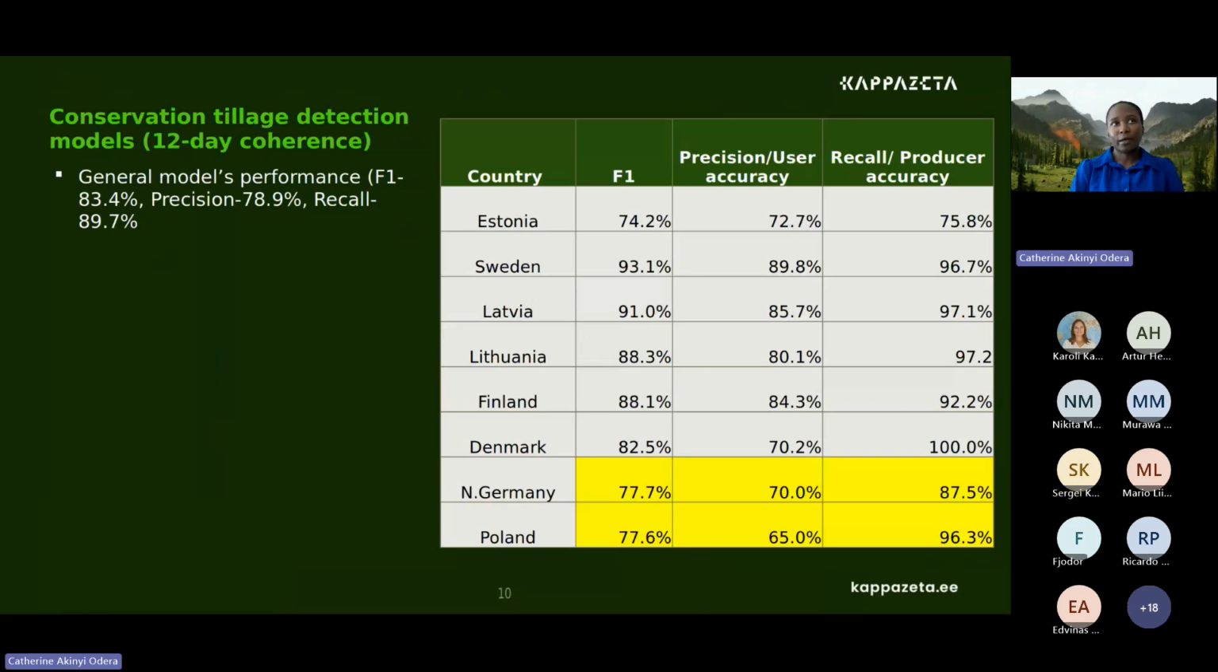No, for conservation tillage, that wouldn't be the explanation, because we ensured that the number of ground truth data for the countries were equal. So it was like 200, yeah, equal. Does that answer your question? Yeah, thank you.